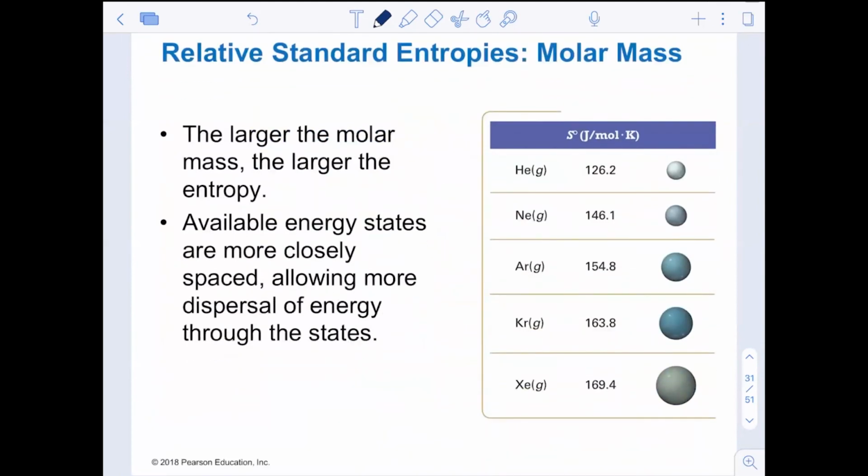Just to highlight a few more to make sure that we know the idea here, the larger the molar mass, the larger the entropy. So as we go down a group on the periodic table, we get an increase in mass. The available energy states are more closely spaced. And as we think about the larger atom, we are allowing more of a dispersal of the energy throughout those states. We have a bigger electron cloud, we have more options for the electrons to be in, etc.